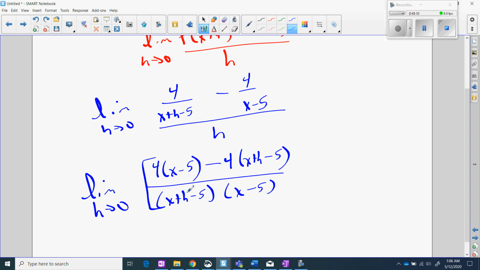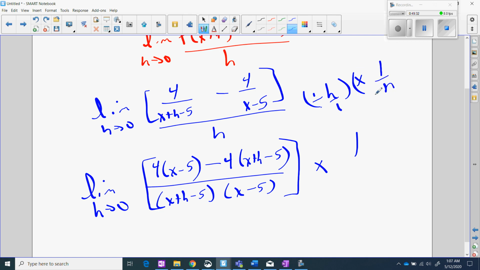So this is these two fractions in the numerator combined with a single common denominator. Instead of putting it over h divided by h, remember, dividing by h is the same thing as multiplying by the reciprocal, which would be 1 over h. So instead of putting it back over h, I just put times 1 over h out beside it. That's the same thing as dividing by h.